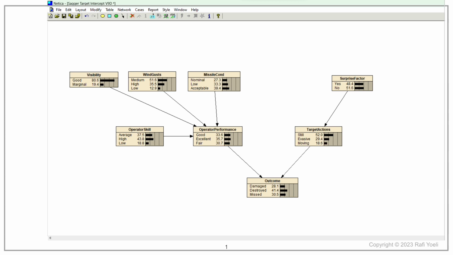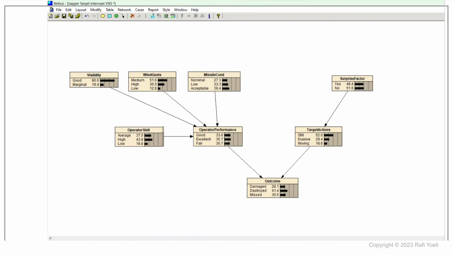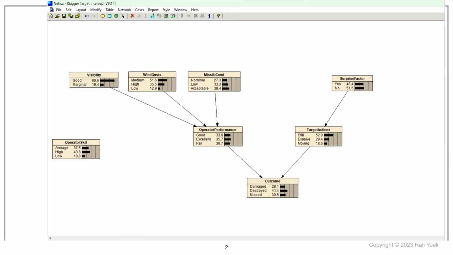We will skip the rest of the sensitivity analysis for now, and instead add some additional features to the basic network. We will start with the very general node operator skill. While this very general definition was sufficient for setting up the basic network, our experts, who were themselves navigators in the Army, tell us that the operator's skill is not one thing.